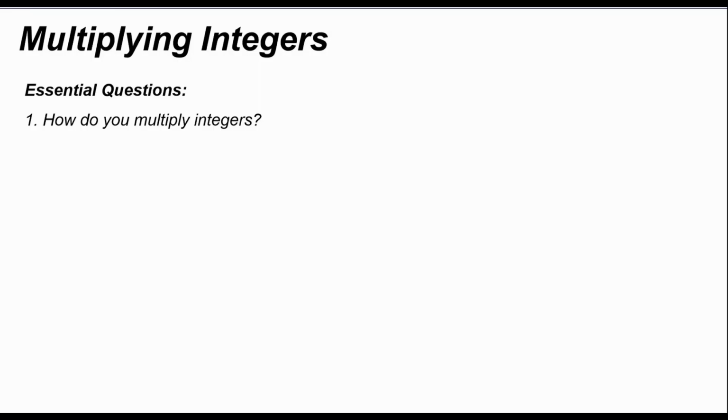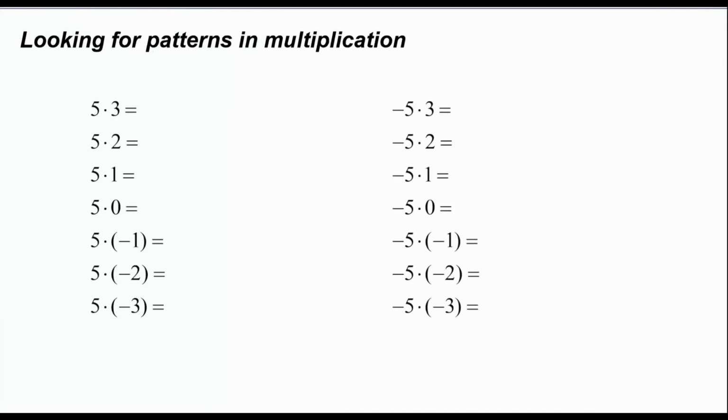But our next lesson is multiplying integers, and we only have one essential question in this video: how do you multiply integers? So now we're going to move on to our next operation, which is multiplication. Now again, I'm going to use a pattern here to make predictions about what happens when you multiply with negative numbers. We already know how to multiply with positive numbers, so we want to extend what we already know into the negative.